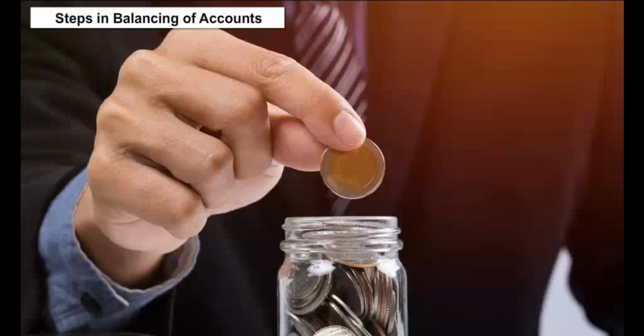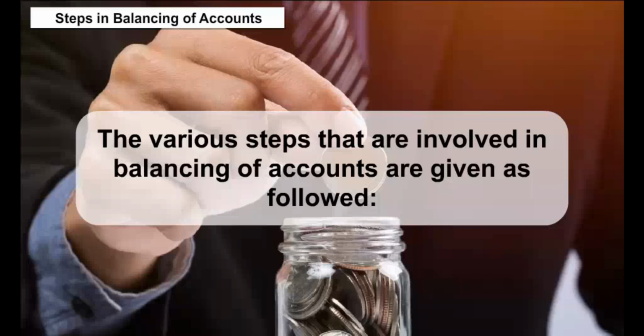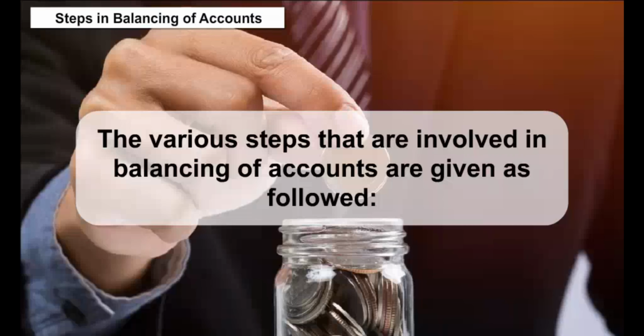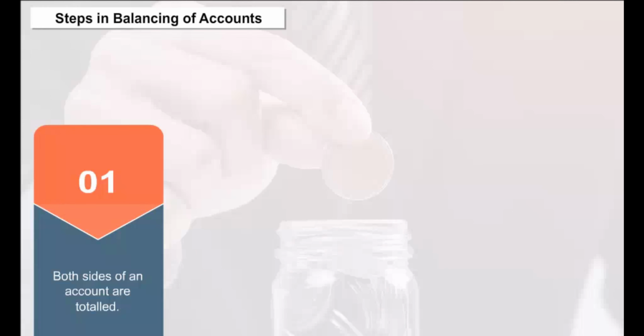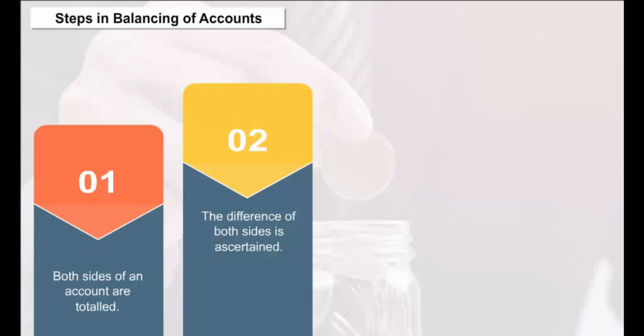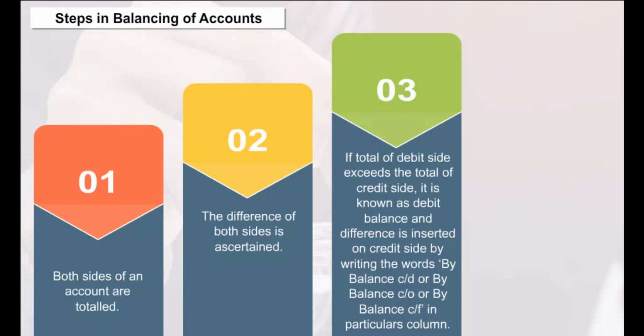Steps in balancing of accounts. The various steps that are involved in balancing of accounts are as follows. 1. Both the sides of an account are totaled. The difference of both the sides is ascertained. If total of debit side exceeds the total of credit side, it is known as debit balance, and the difference is inserted on the credit side by writing the words by balance c/d or by balance c/o or by balance c/f in the particulars column.